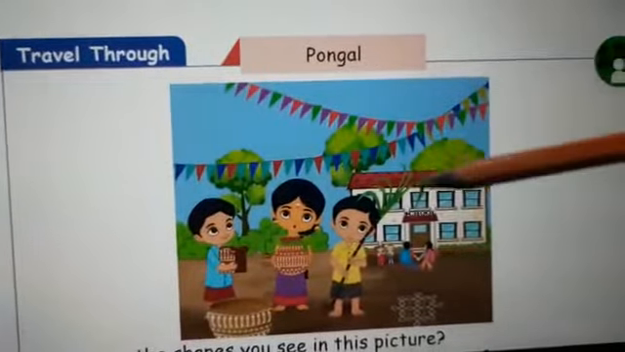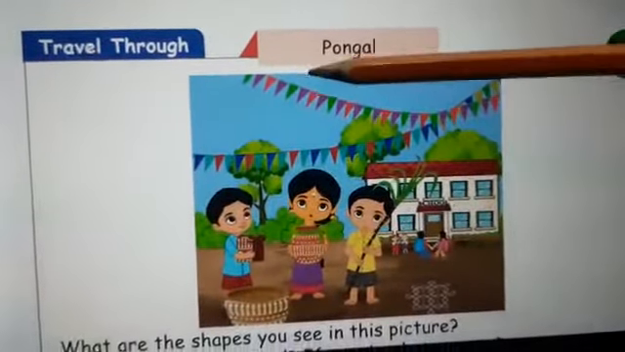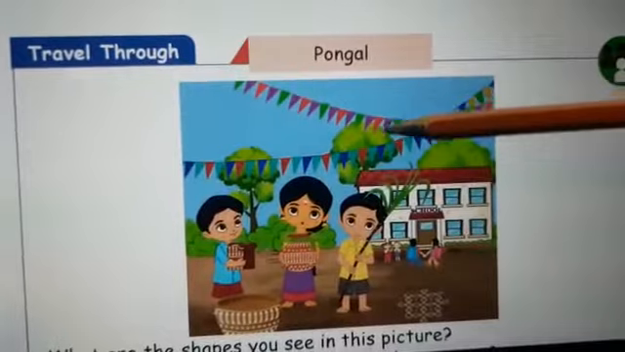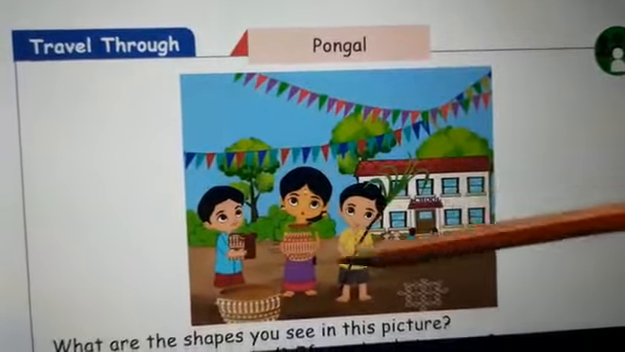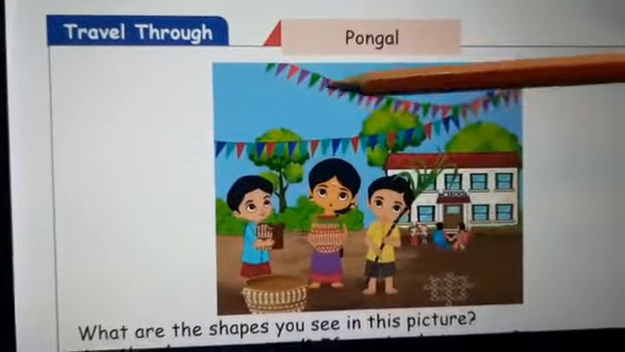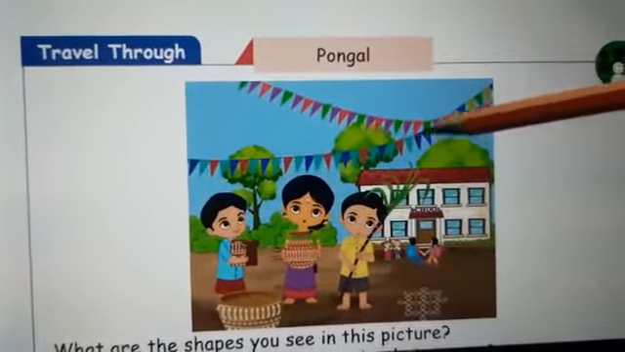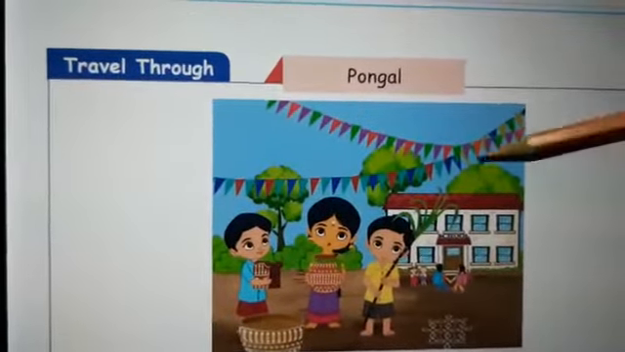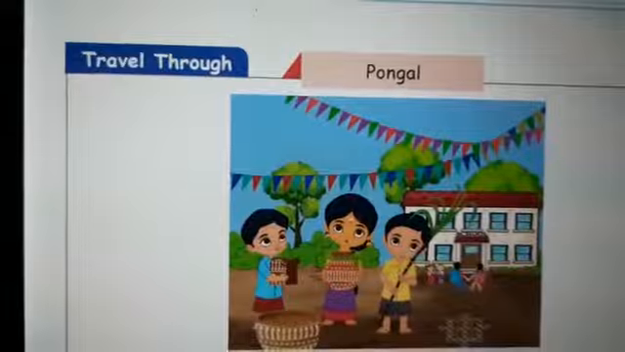See here, it's a Pongal celebration picture. See the color patterns, how they decorate the place, decorate the school. See how the colors are arranged. Is this nice? Yes children.